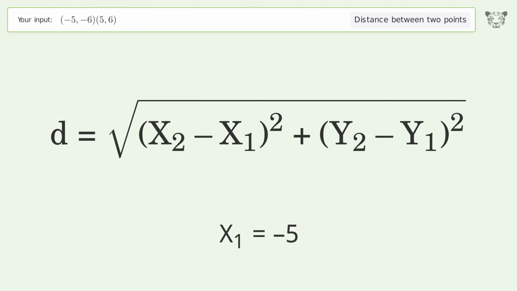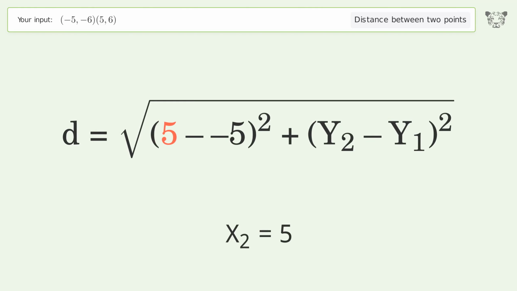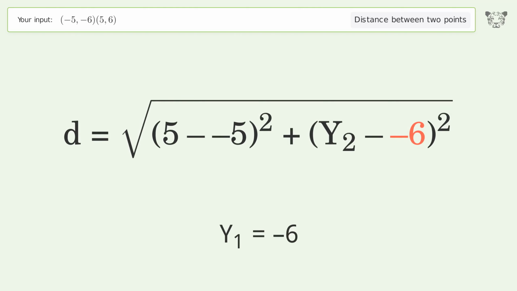x1 equals -5. x2 equals 5. y1 equals -6. y2 equals 6.